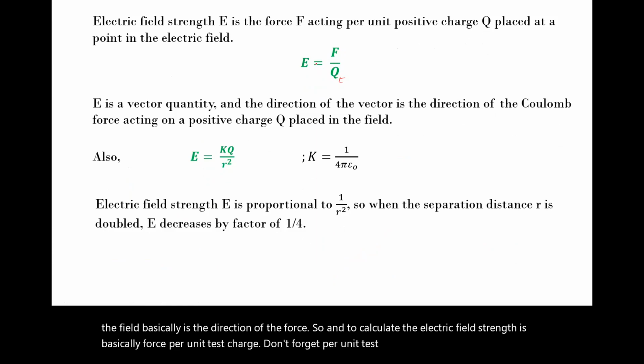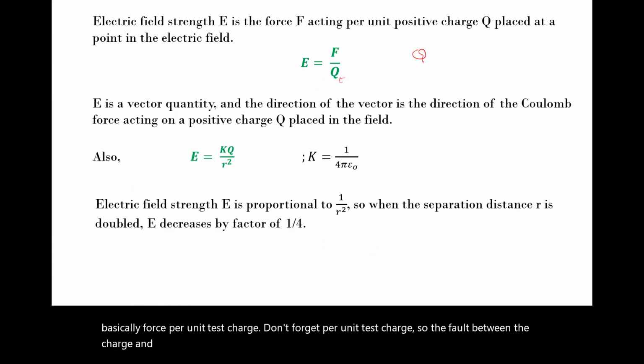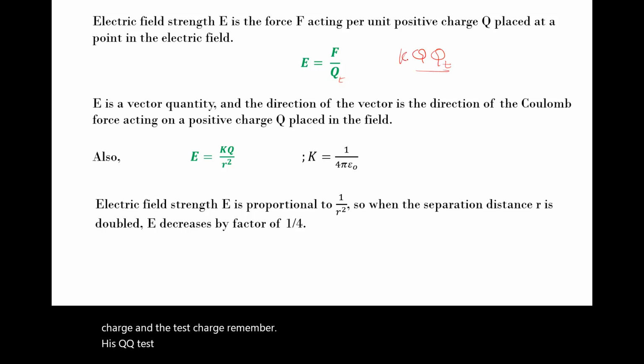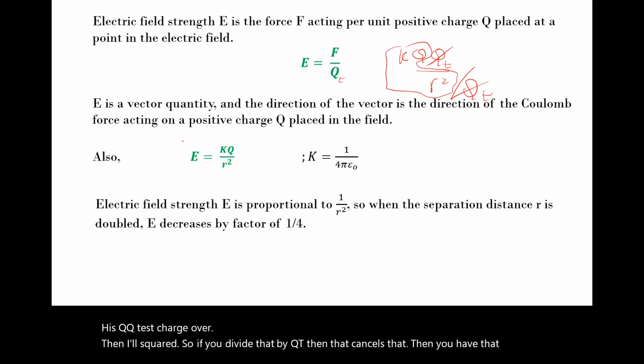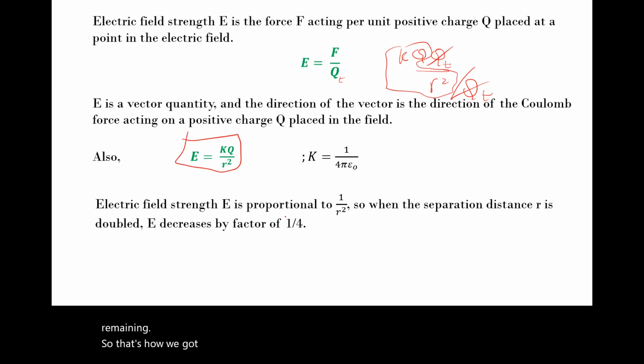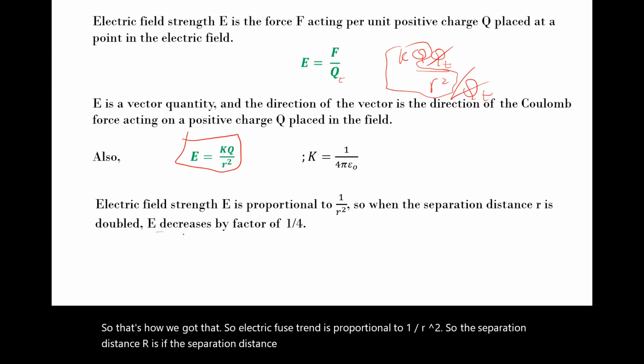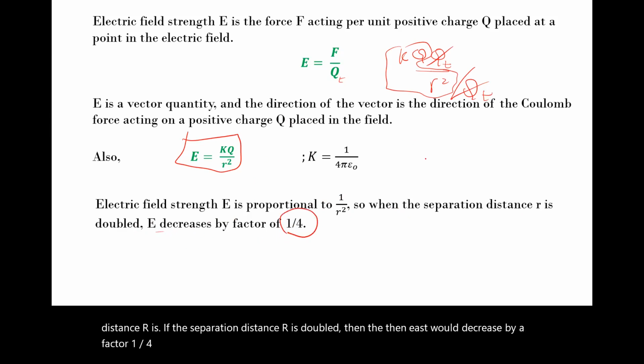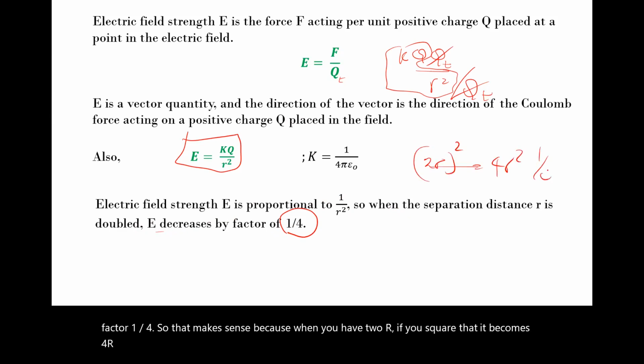So the force between the charge and the test charge, remember, is K Q Q_t over R squared. If you divide that by Q_t, then that cancels, and you have the rest remaining. So that's how we got that. Electric field strength is proportional to 1 over R squared. If the separation distance R is doubled, then E would decrease by a factor of 1 over 4. That makes sense, because if we square 2R, it becomes 4R squared, so we have 1 over 4 of the original E.